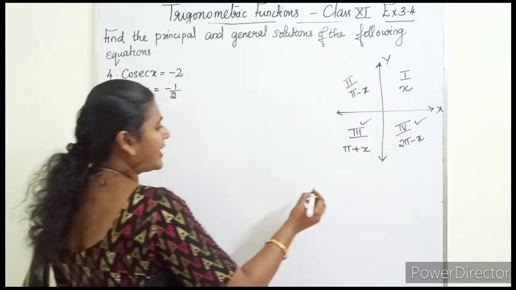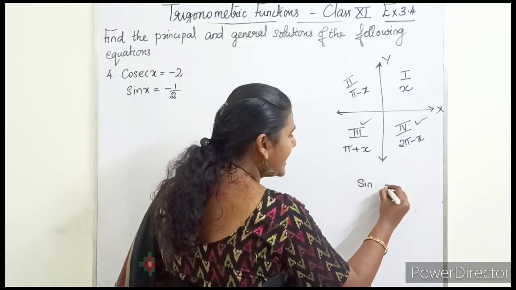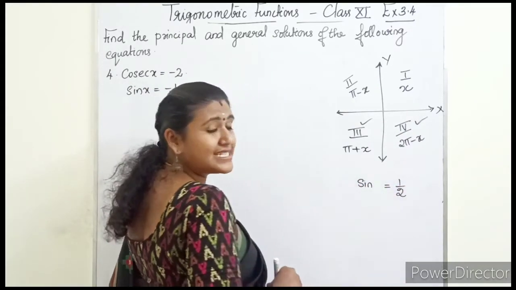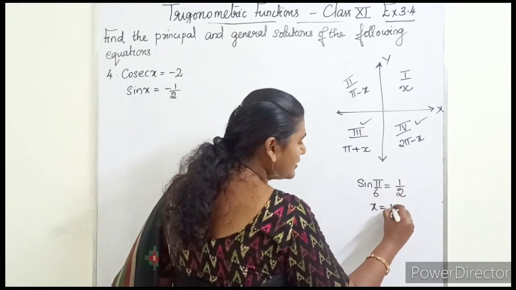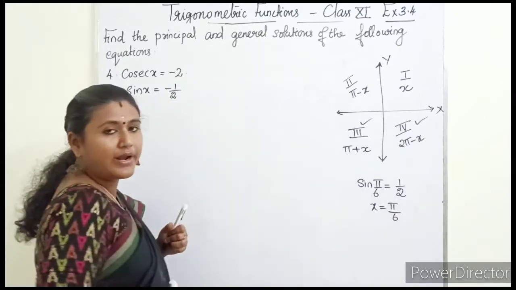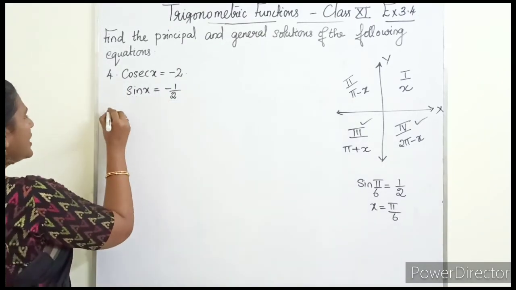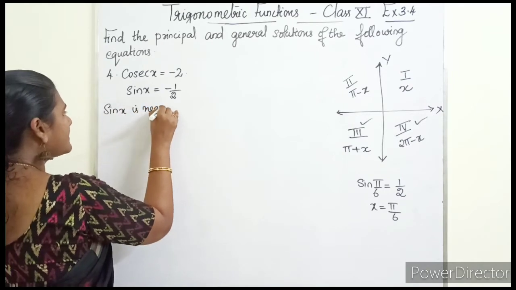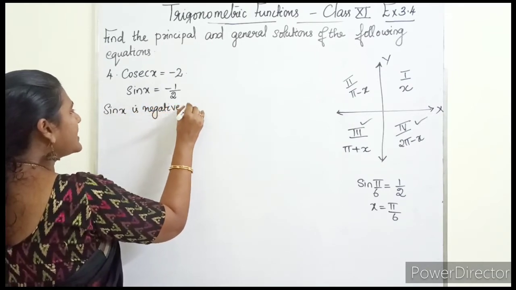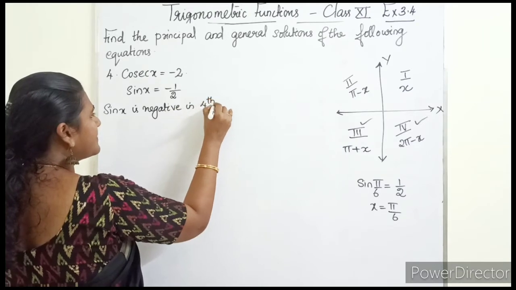So first we will find out for which angle the sin value is 1/2, that is 30 degrees, that is π/6. So x is equal to π/6. So we got the x value as π/6. Now we can write that sin x is negative in the third and fourth quadrants.